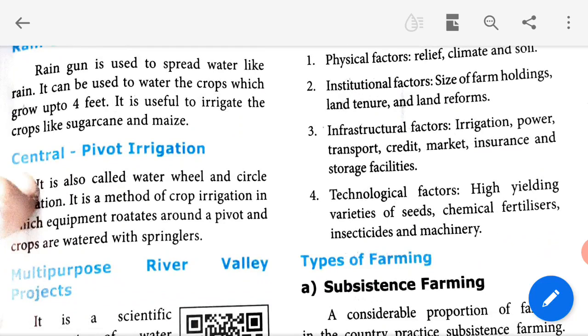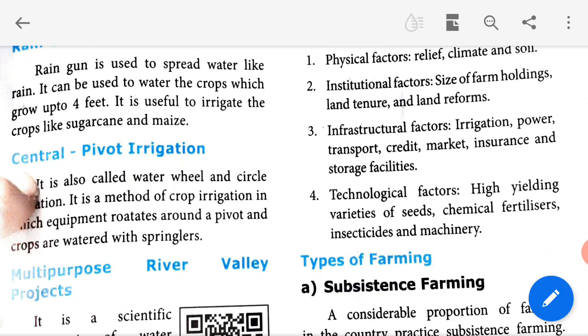Central pivot irrigation. It is also called water wheel and circle irrigation. It is a method of crop irrigation in which equipment rotates. So what is pivot? Pivot means the central part will be held tight, and that's called a pivot. Okay.